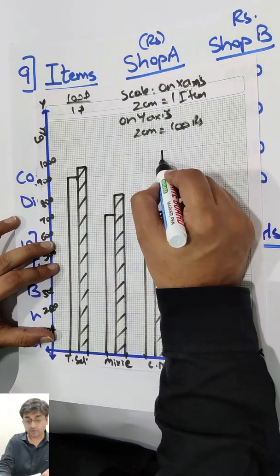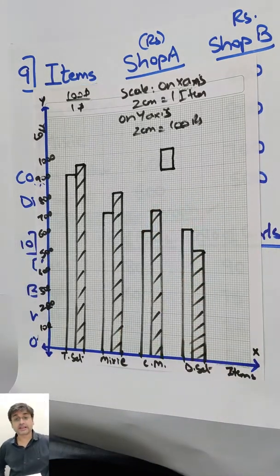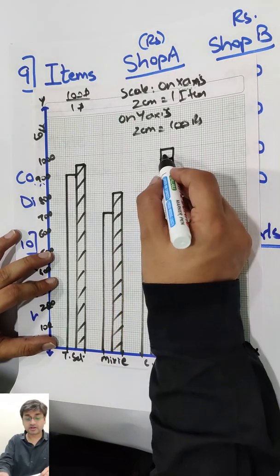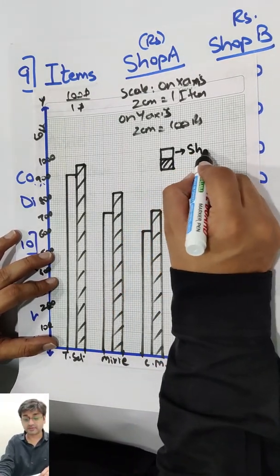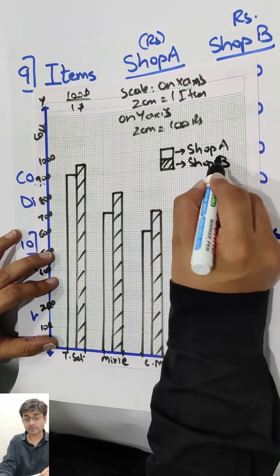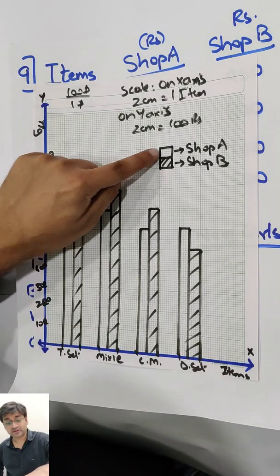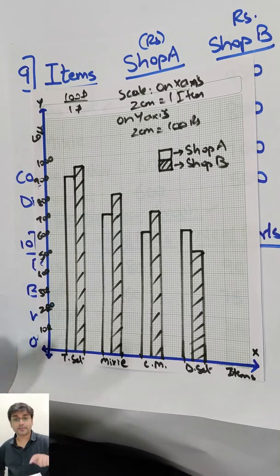And then you take one box, right, and prepare your key. What do you mean by key? So these are 2 items. The first item blank, the second item shaded. First item, name it as shop A, and second item, name it as shop B. So now whoever is watching your bar graph, he will know that first the blank one is shop A and the shaded one is shop B.